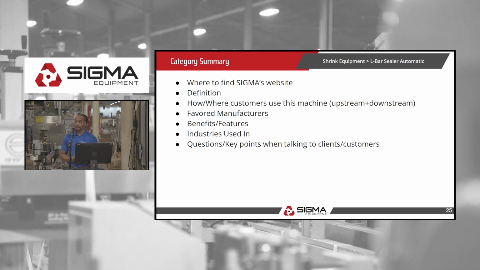So what we learned today is where to find this on our website, what an L-bar sealer does, how and where they use this. So upstream, different things that you'll see, in-feed conveyors, as well as downstream closing conveyors, favored manufacturers, Shanklin, Bessler, Conflex, TexWrap, and the industries that this is used in, and upselling when talking to customers and clients.